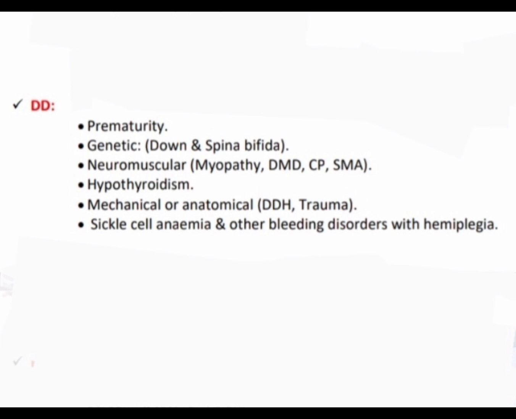Now the differential diagnosis, what comes at the end after history. It can be prematurity. For premature, is there any gross motor delay, then genetic: Down syndrome and spina bifida. Down syndrome, Williams syndrome, these are the syndromes that come. Neuromuscular disease like myopathy, Duchenne muscular dystrophy, CP, spinal muscular atrophy. Then hypothyroidism. Hypothyroidism features, we know that he has recently developed obesity, lethargic, the child is gaining weight and achievement is decreasing. Mechanical and or anatomical: DDH, trauma. So any trauma we ask. DDH, developmental dysplasia of hip, his gait, family history, birth position, everything.